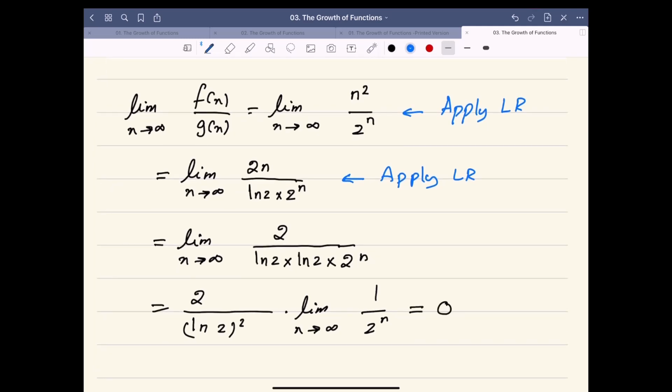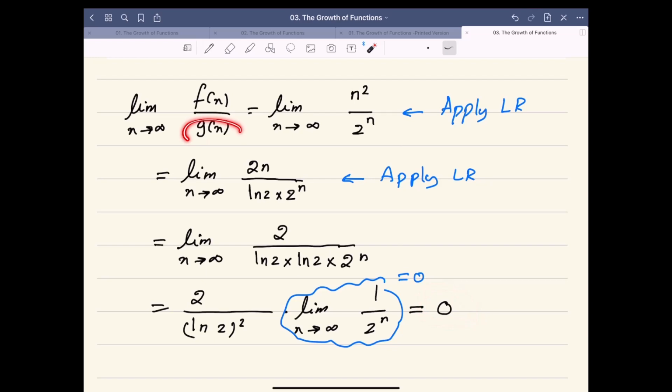Why is it equal to 0? Because this limit is equal to 0. How? Because when n goes to infinity, 2 to the power n is infinity, so we have 1 over infinity, which is equal to 0. So now the answer is 0. So what does this tell us? It tells us that g of n is larger than f of n. This is why we are obtaining 0.